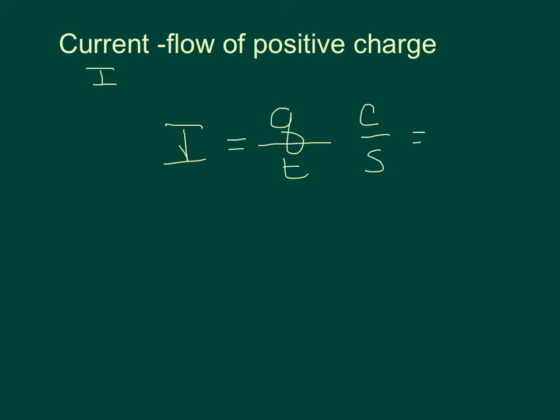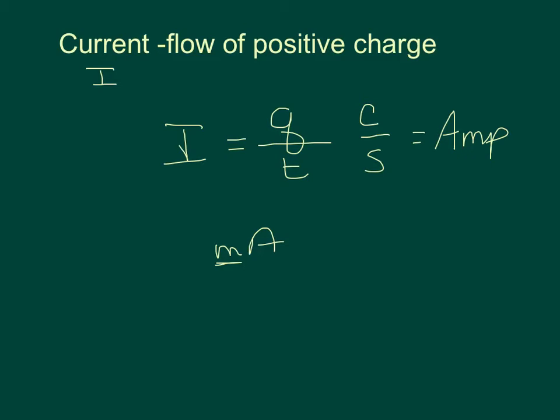We rename that the amp. Now, 1 amp of current is a huge amount of current. So a lot of times what we're going to be measuring are milliamps. Okay, so we have to remember what that prefix milli means. Do you remember?